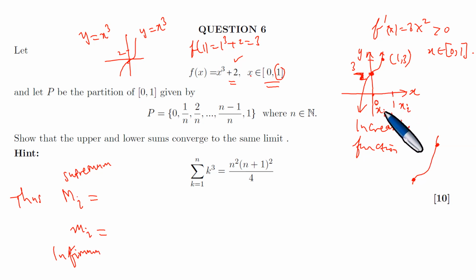At xi minus 1, for example, you would have your f sitting here. It will be f of xi minus 1. The other one is going to be here, f of xi.